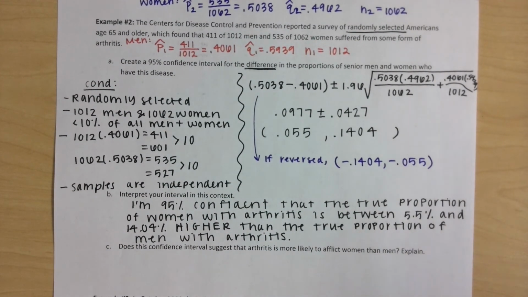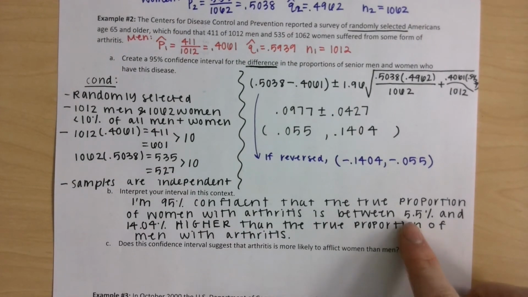So I'm 95% confident that the true proportion of women who have arthritis is somewhere between 5.5% and 14.4% higher than the true proportion of men with arthritis. So we're basically saying, I know for sure that the percentage of women with arthritis is going to be higher than men. It's got to be somewhere between 5% higher and 14% higher.